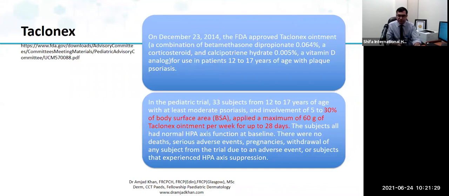And the reason I've shown this slide here is because you can see the body surface area. We are all worried about steroid use in young children, but you can see up to 30% of the body surface area, Taclonex was used for roughly a month and 60 gram a week. So still there was no issue on HPA axis. So although we have to be cautious, we have to give an appropriate amount of medicine so that the body response is better and the skin improves with the treatment.